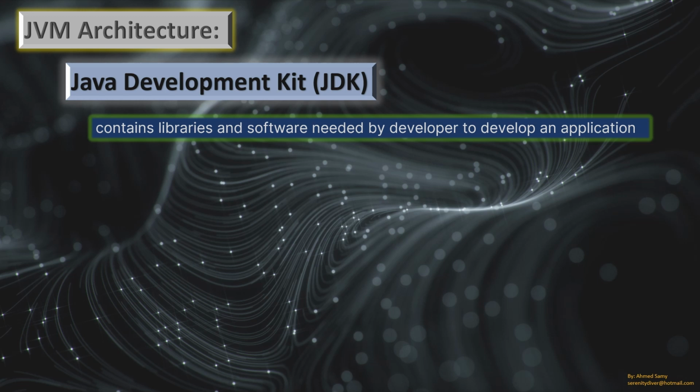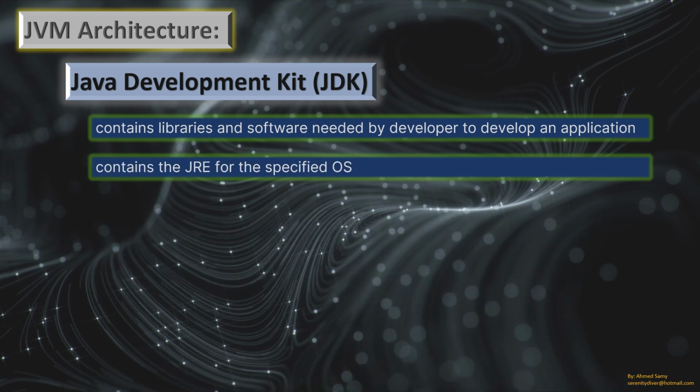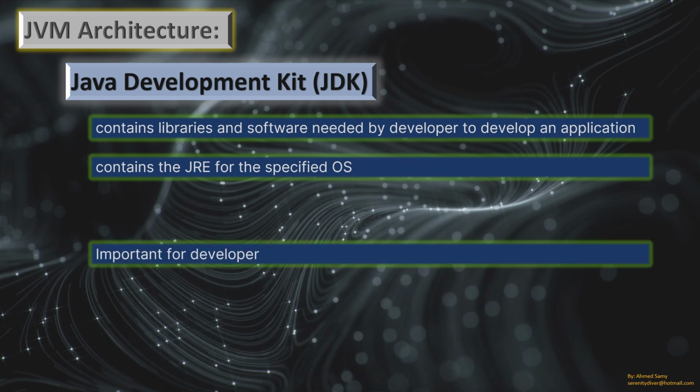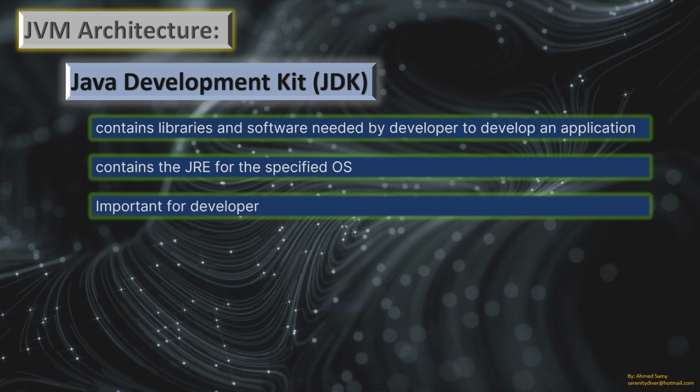You can consider it your dictionary. If you learn a foreign language, you need a dictionary to know which word you need to use. The development kit is similarly a dictionary for the developer to pick the right order and command to develop your application. So it contains the JRE, Java Runtime Environment, for the specific operating system. It's so important for developers.